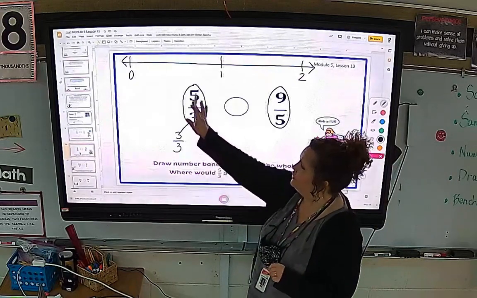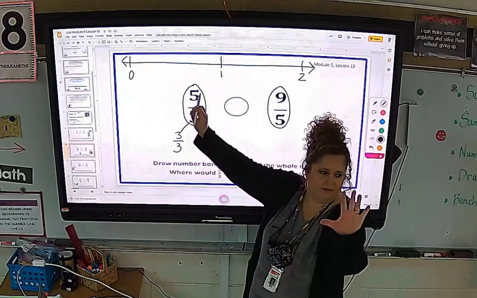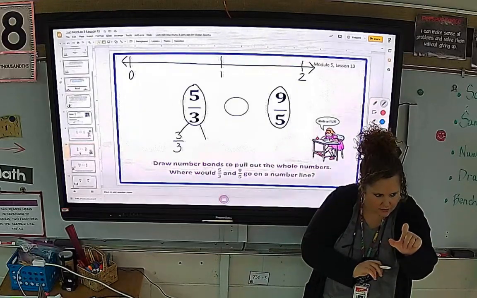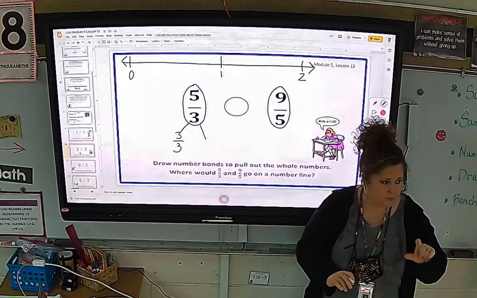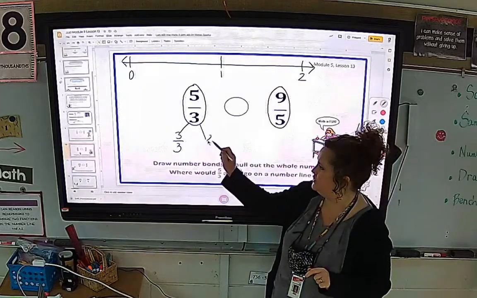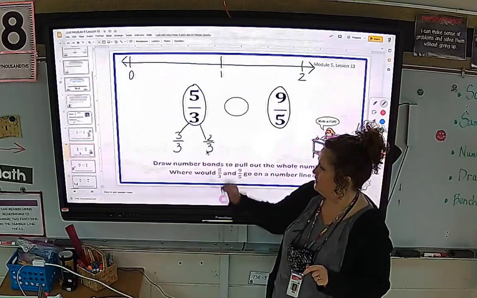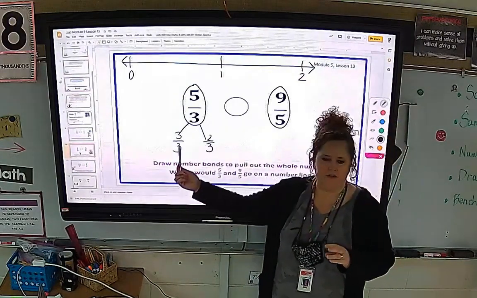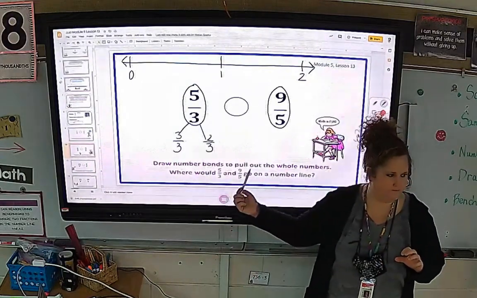If I pull 3 of these thirds away, I've got 5 of them. I pull 3 of them away. How many are left? 2. This is a simple subtraction problem. 5 take away 3 would be 2/3 are left. Okay? So this fraction went all the way to 1 and then went 2/3 past it.